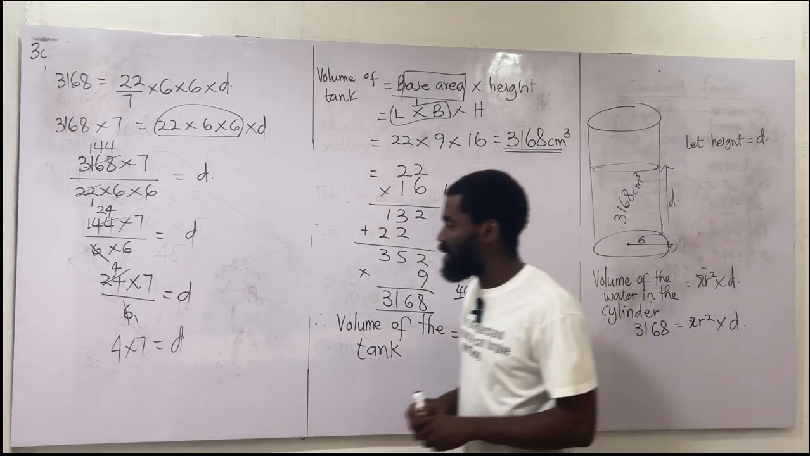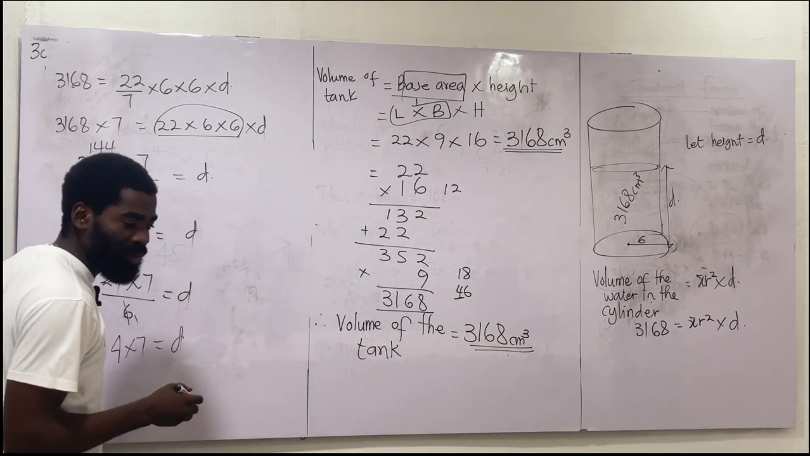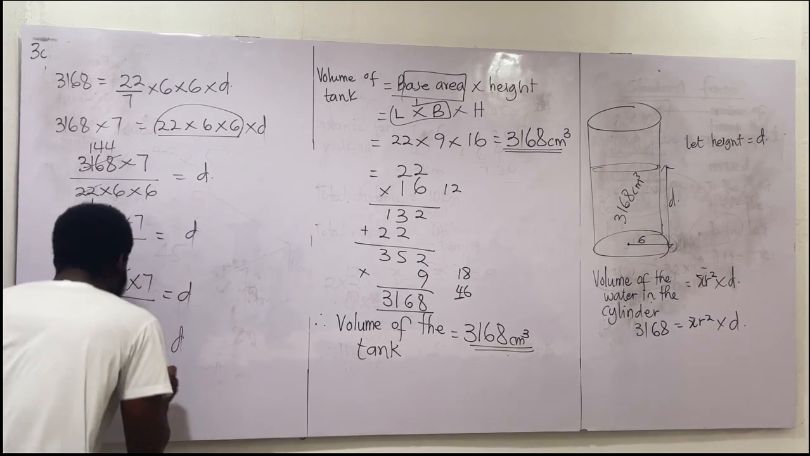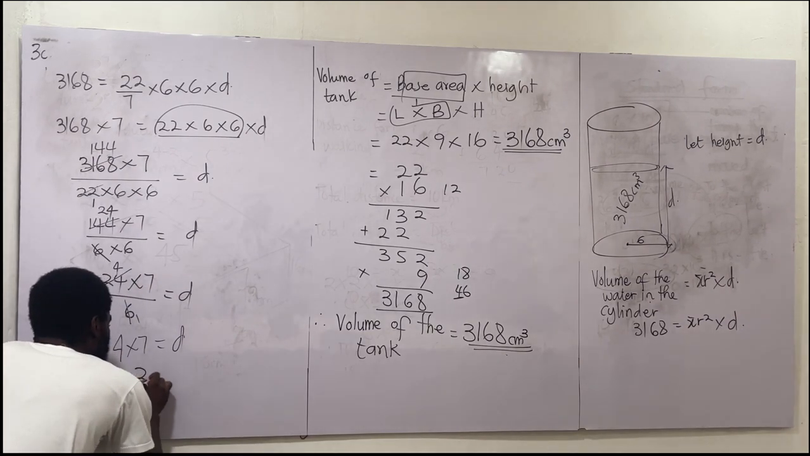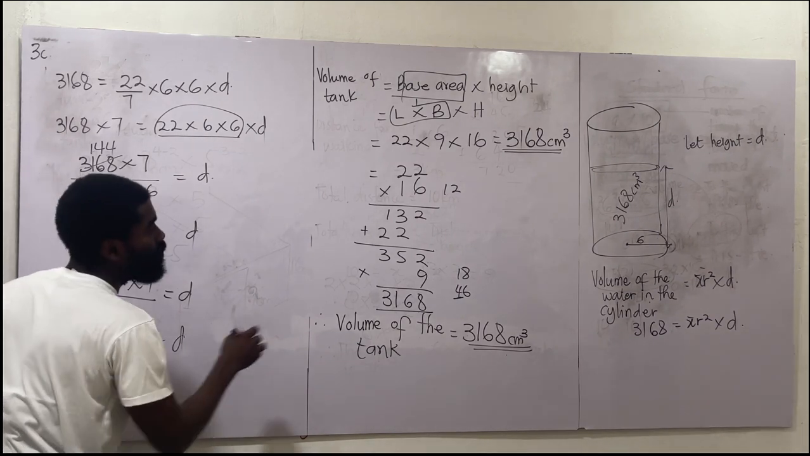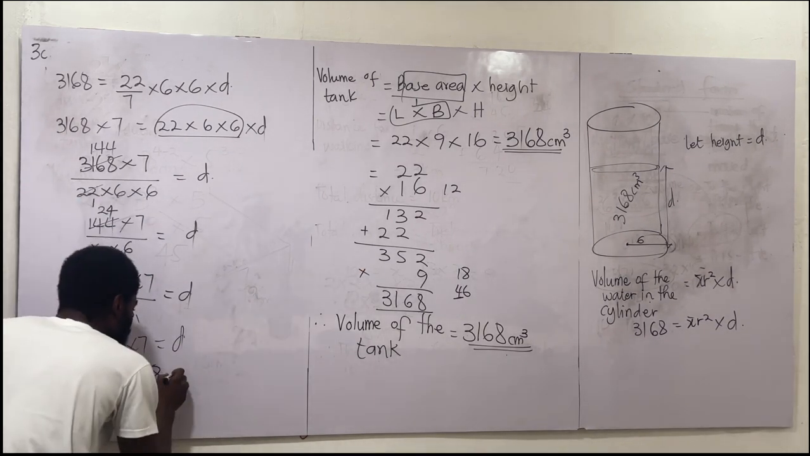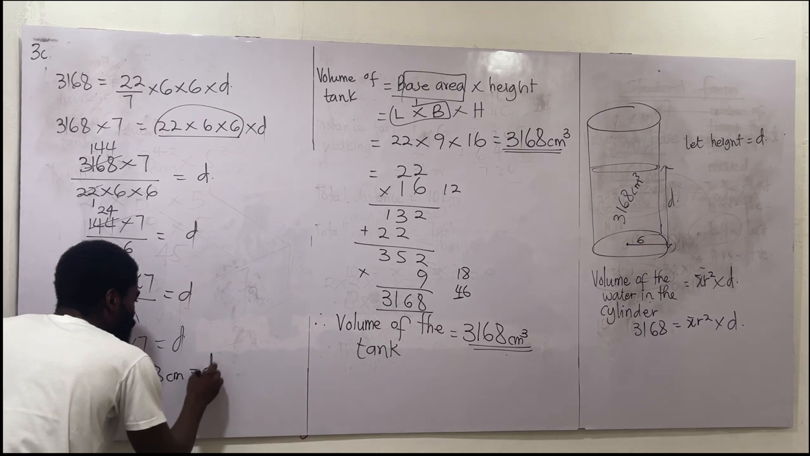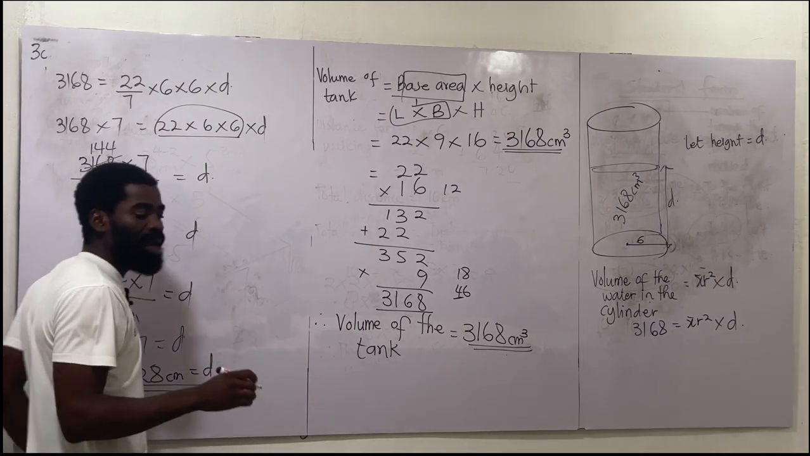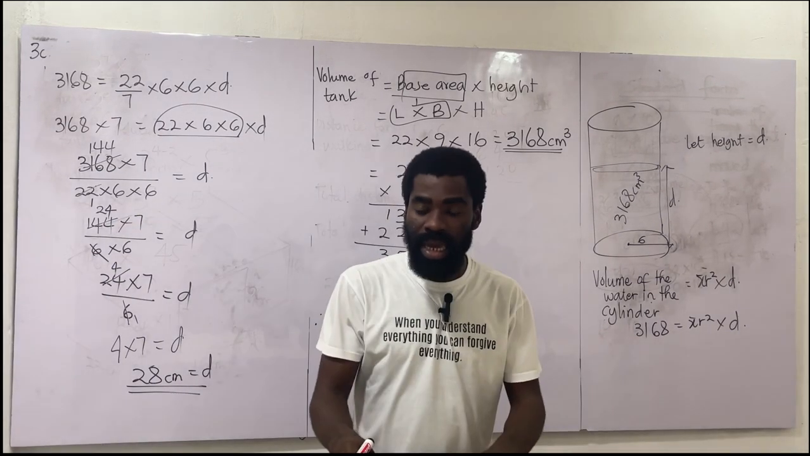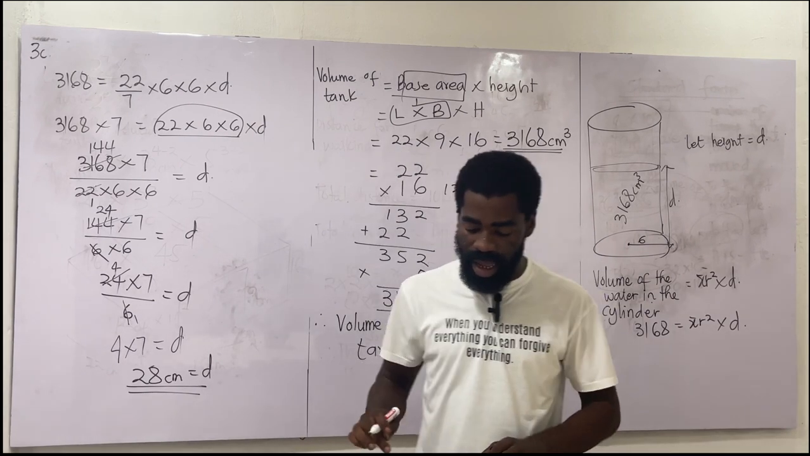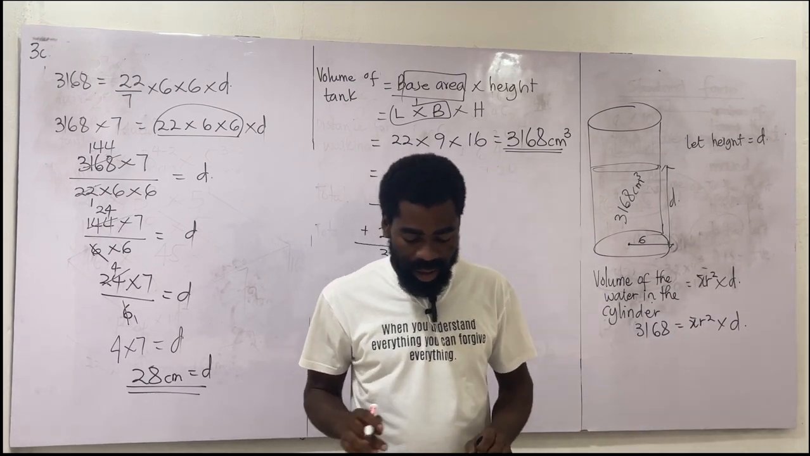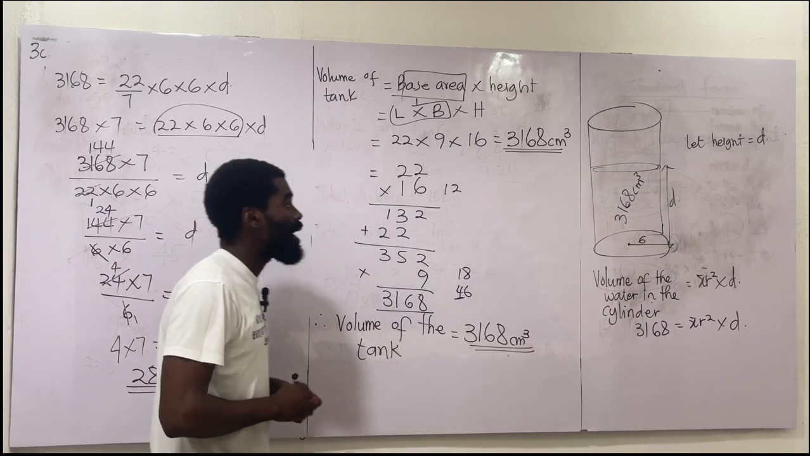Now let's multiply this and see. 4 times 7 gives us 28. Good. Therefore we have 28, and we are looking for the depth, which is also the height. So 28 cm equals d. This becomes the depth of water in the cylindrical container.